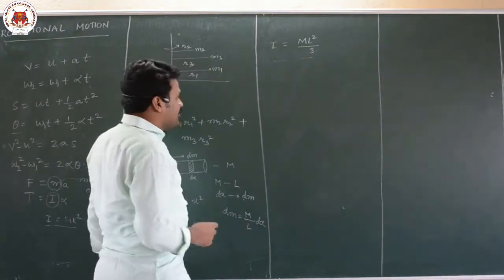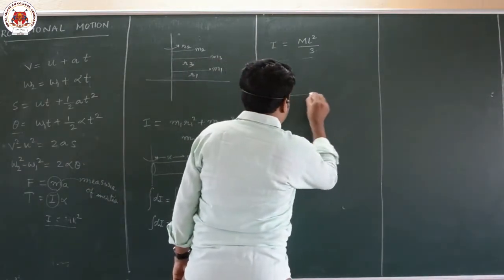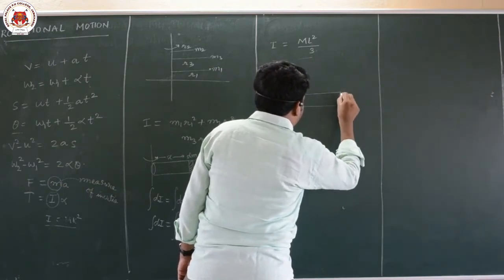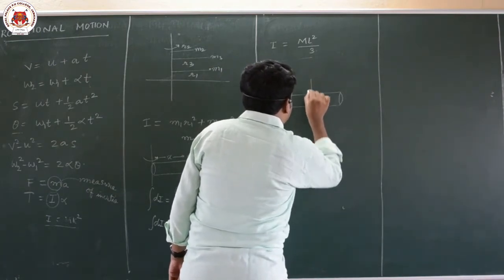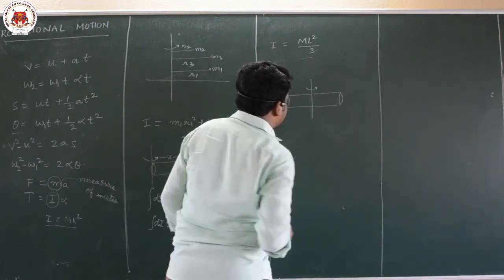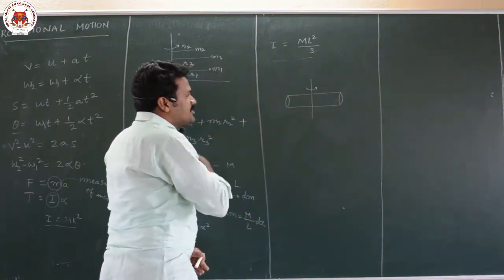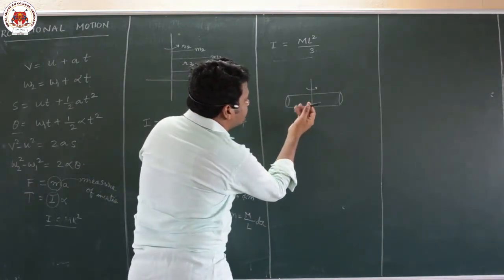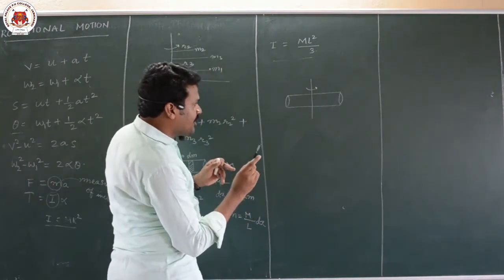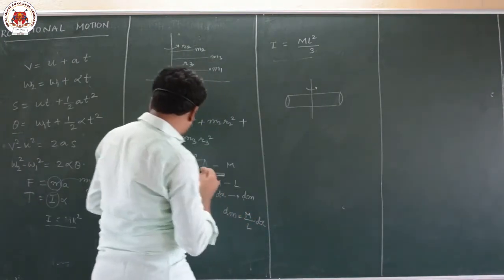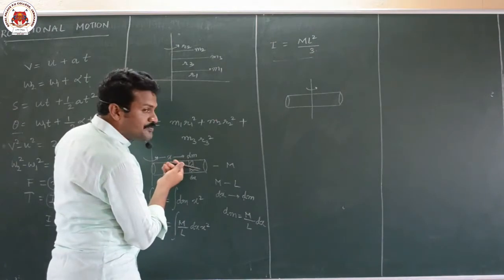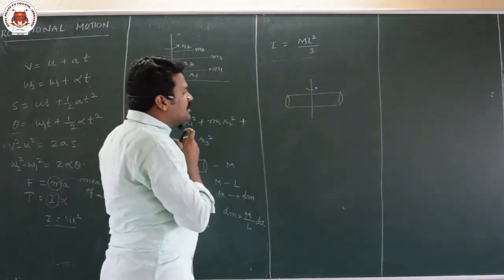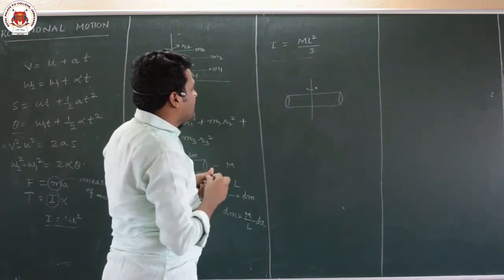Now let us calculate from the center. What is the moment of inertia from the center of the rod? When you are rotating the rod from its center, this is the center, this is the axis. Now you are rotating the rod like this. In the previous case, you rotated it like this. In this case, you are rotating it from the center like this. Now let us see what the moment of inertia is in this case.